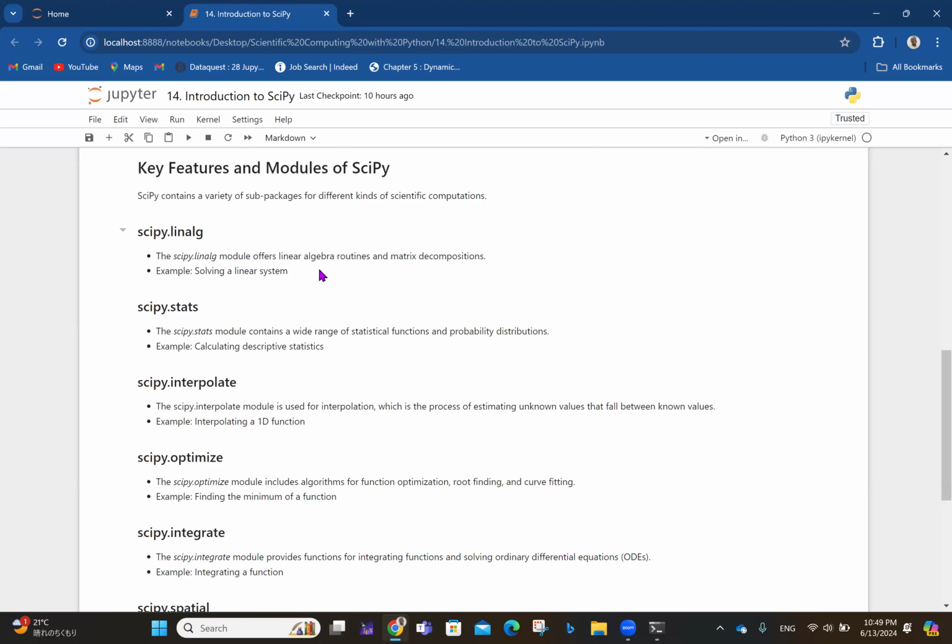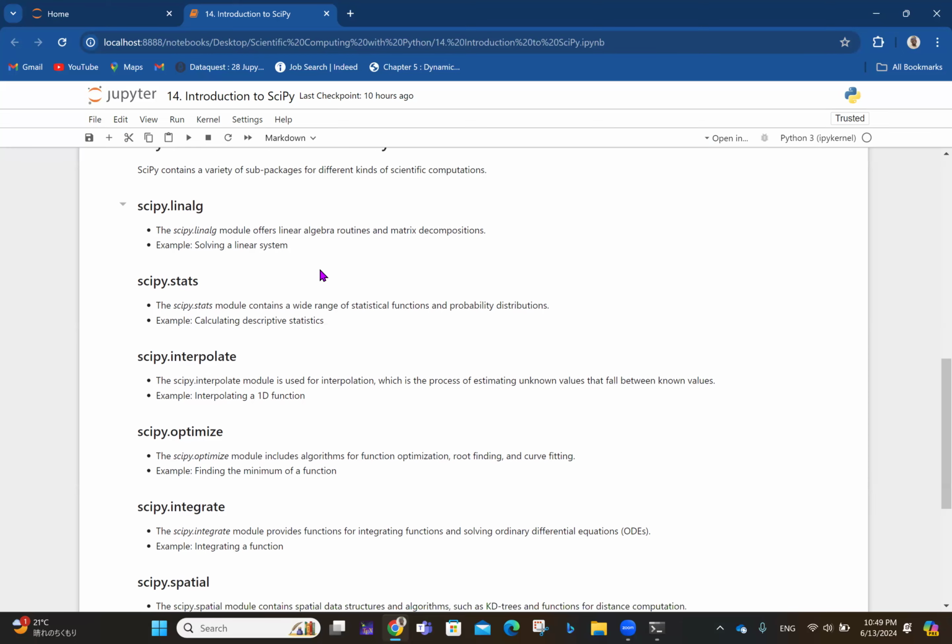An example is solving a linear system. You have a system of equations and you want to solve that using Python. So what you will use is linalg in SciPy. And of course, there's SciPy stats.